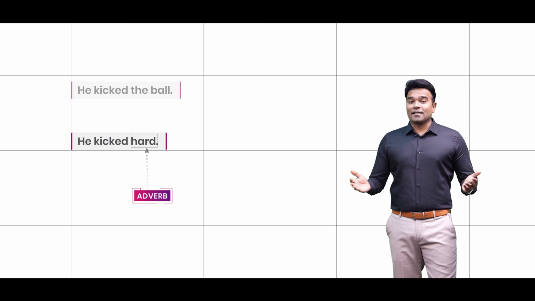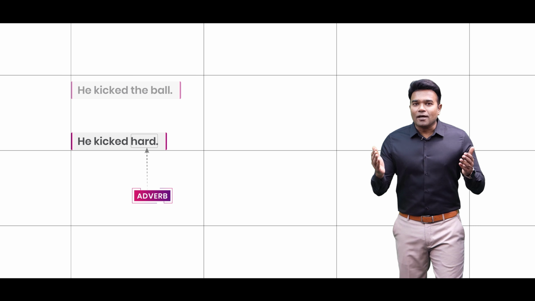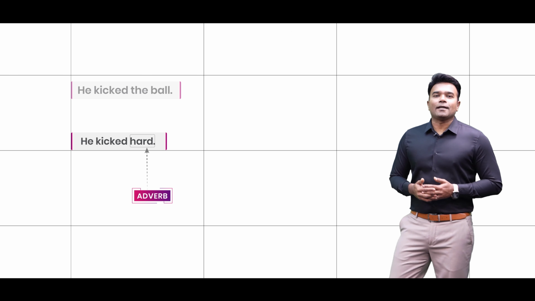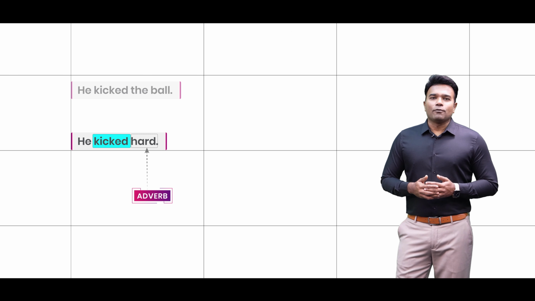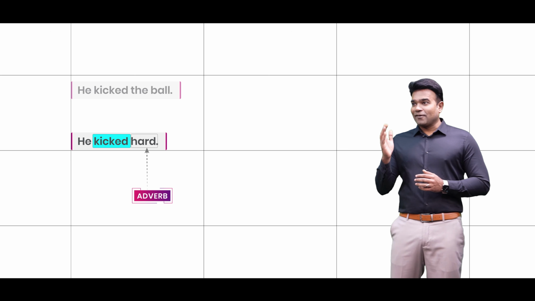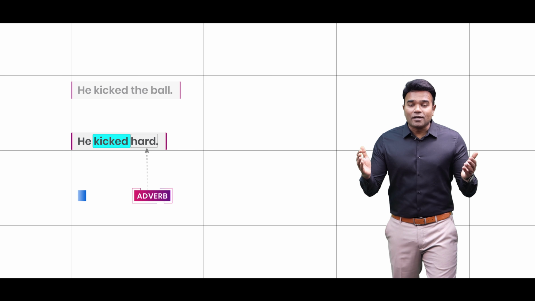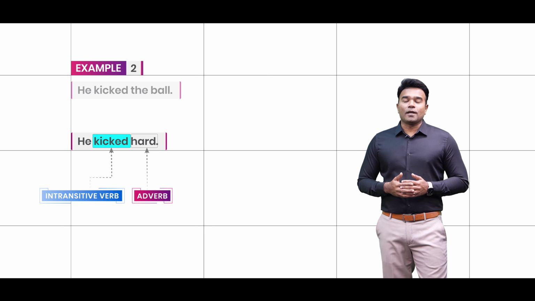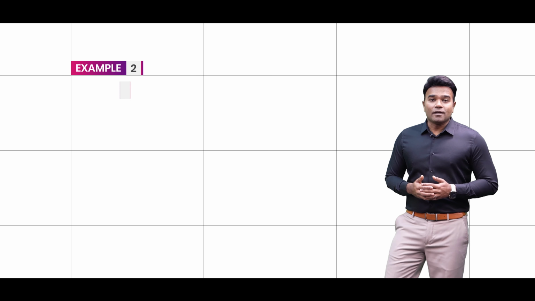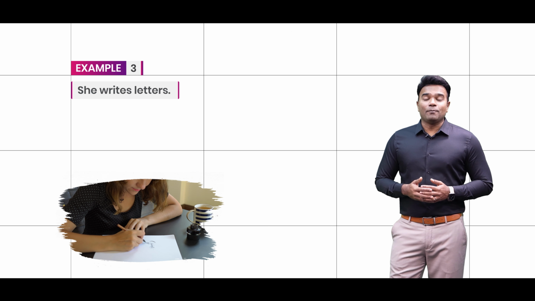But then the sentence happens to be a meaningful sentence, which means that in this sentence, kicked is meaningful even without the presence of an object. In other words, in the second sentence, kicked happens to be an intransitive verb. Hope it is clear. Now, have a look at this example.